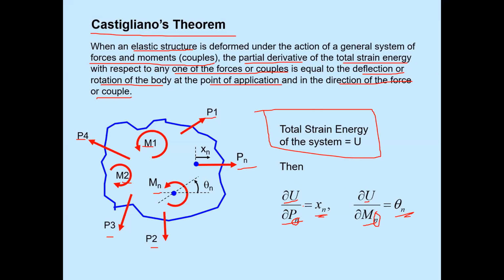So the partial derivative of the total strain energy with respect to the force in any one direction is equal to the deflection at the point of application of force with respect to the direction of force. In the same way it is applied in the movement case. This is our general equation to determine the deflection. I have told you the methods to determine the strain energy. If we just differentiate that strain energy with respect to the forces, we will get the deflection, or we will get the rotation by differentiating that equation with respect to movement.